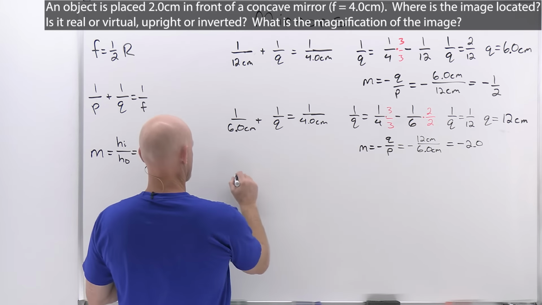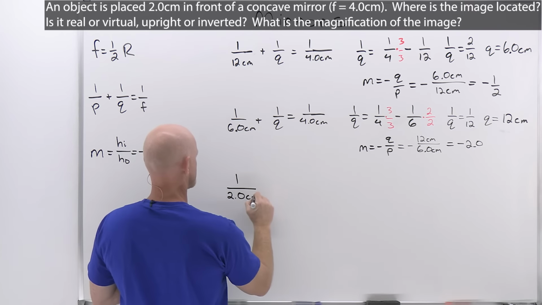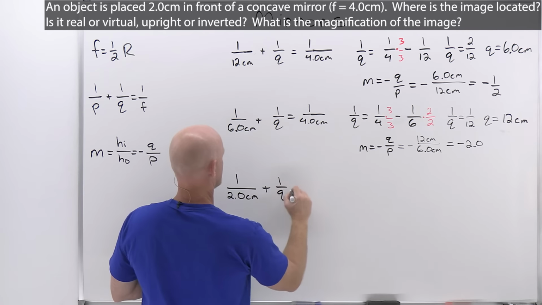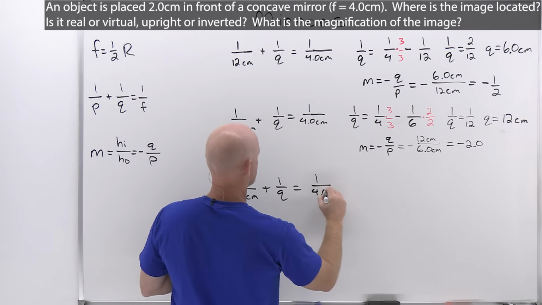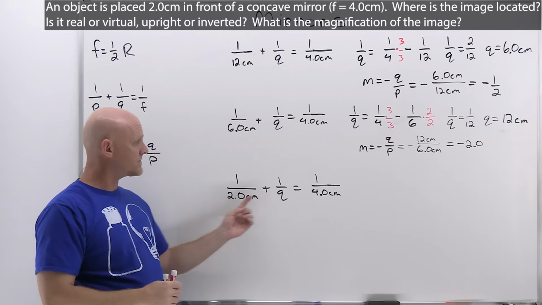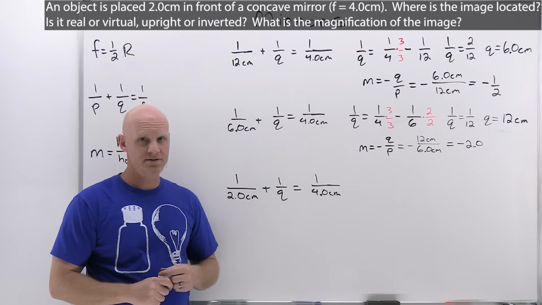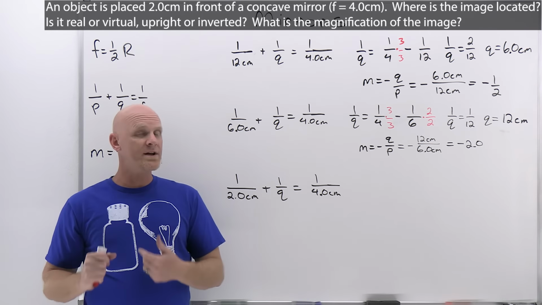And so once again, what's going to change is p, and p is now going to be 2.0 centimeters, plus 1 over q equals 1 over 4 still. And now things have changed. We're now closer than the focal distance. And for a concave mirror, if we're closer than the focal distance, we're no longer going to have a real inverted image.